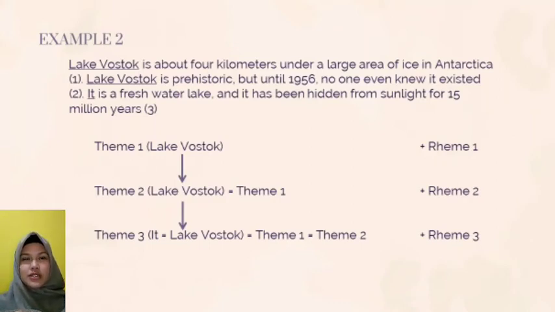In the second clause, Lake Vostok is prehistoric. It also has the theme Lake Vostok, the same theme as the first clause. And the next clause, the third, it is a freshwater lake. It refers to Lake Vostok. It means it is also the same theme as theme 1 and theme 2.